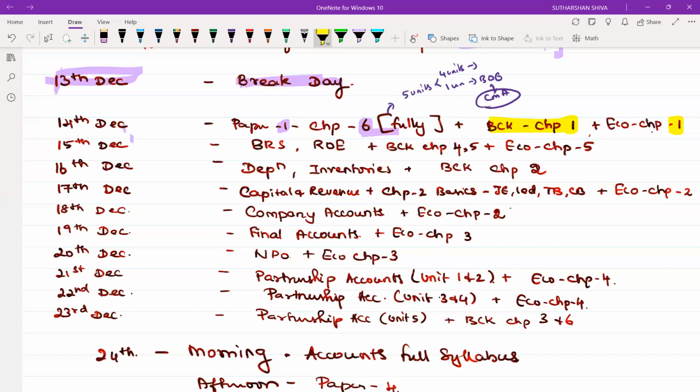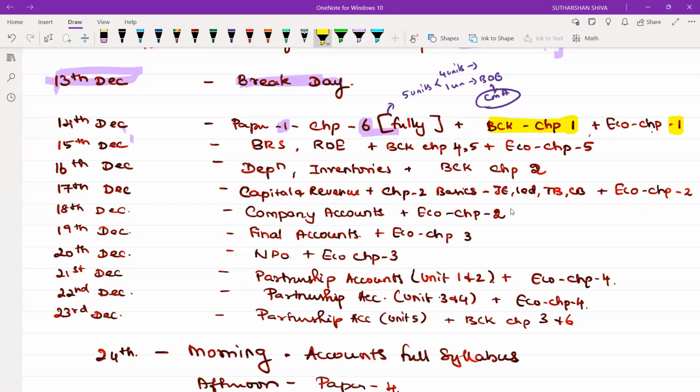Do you believe that on the first day, 25 marks of the entire 2 papers are there? Because in paper 1, chapter 6, you will minimum get 15 to 20 marks. In BCK, you will get 5 questions. In economics chapter 1, you will easily get 10 questions. At least 8 questions, bare minimum, you will get. So make sure you do it.